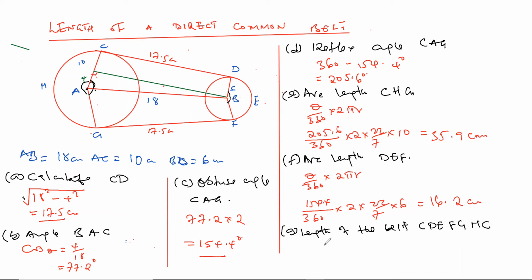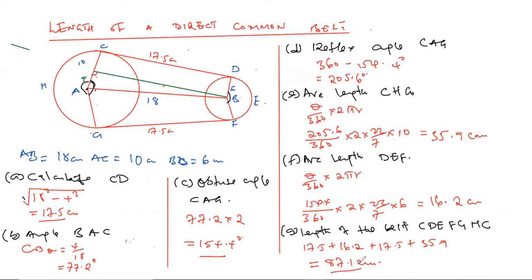Upper CD, we got 17.5. DEF, I got 16.2. FG, I got 17.5. And GHC, we got it as 35.9. All in centimeters. So when you add all those, what do you get? 87.1 centimeters. And that is it. Once you've done that, you're done with your question.